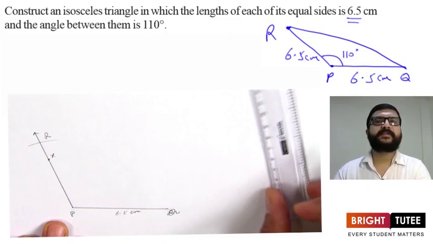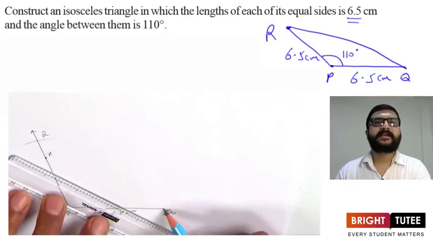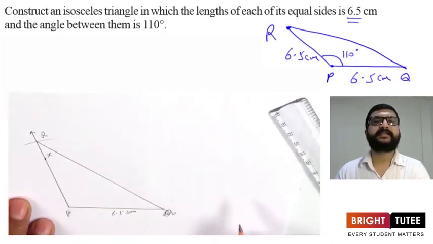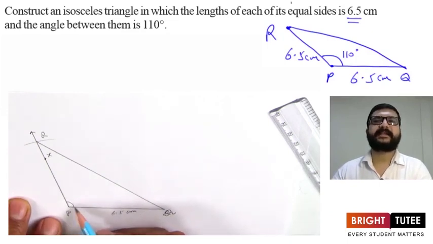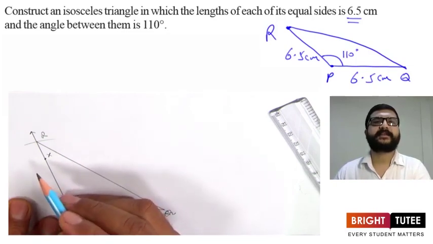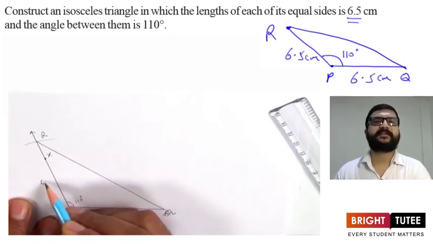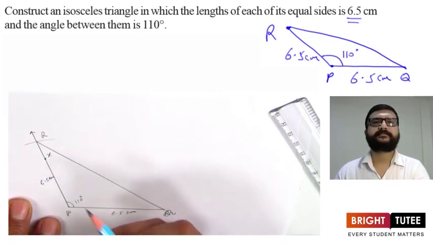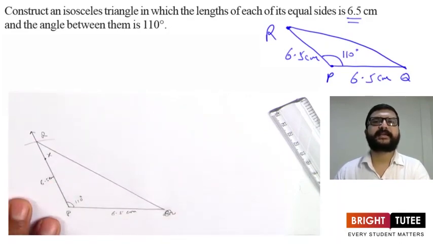Now we are left with only one step, that is join RQ. So now we are ready with the isosceles triangle PQR, in which PQ is equal to PR and the angle between them is 110 degrees. That is, angle RPQ here is 110 degrees. So we are done with the construction now. We have to write the steps of construction also, as we have discussed here. Now let's move to the next question.